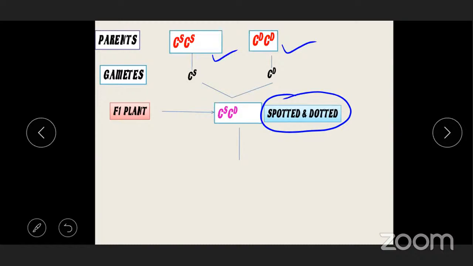What is the law of dominance actually? Any one parental character is produced, either spotted or dotted. But unfortunately, what will be developed here? Spotted and dotted will be developed in the F1 generation.